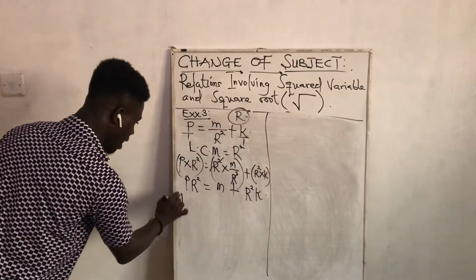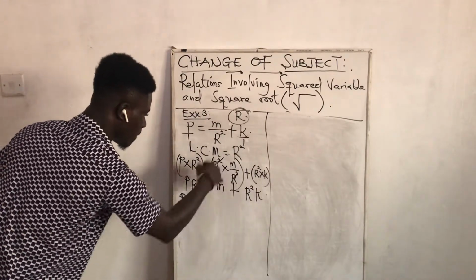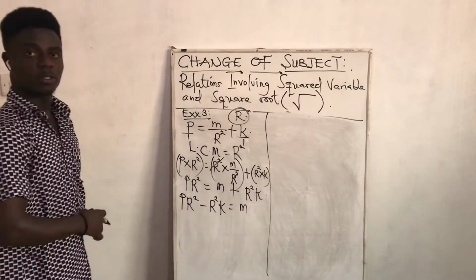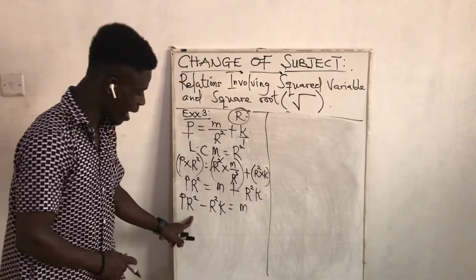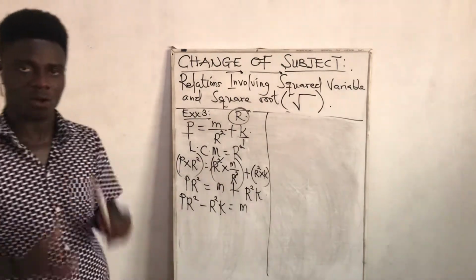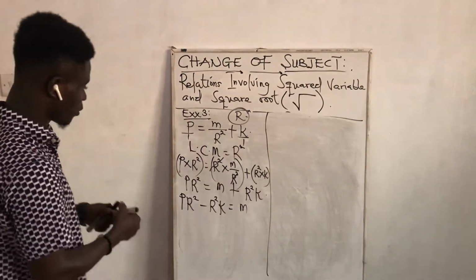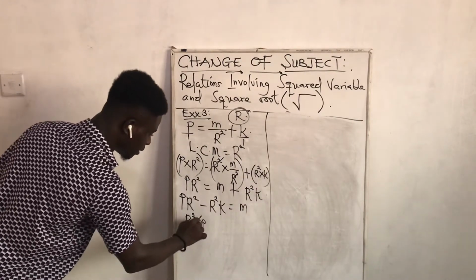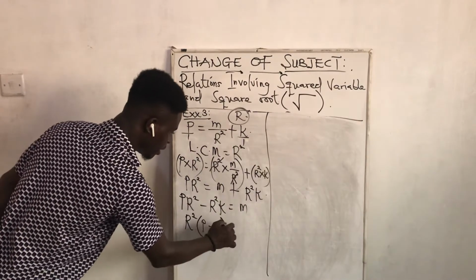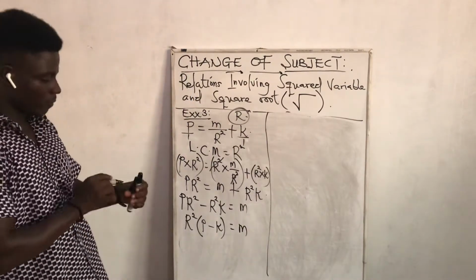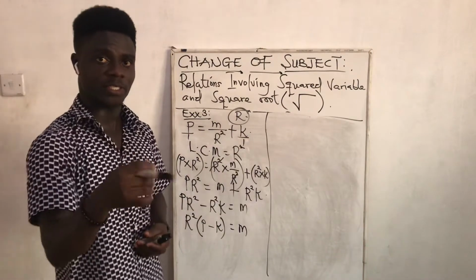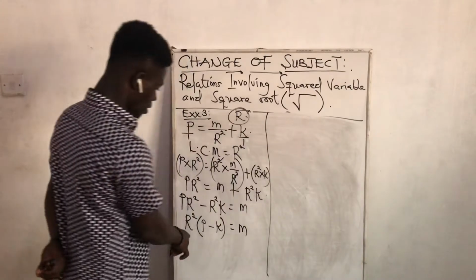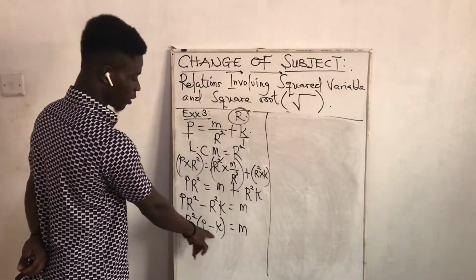Alright, so PR squared minus R squared K equals M. So what do we do here? We have to factorize R squared out. So R squared out, then I have P minus K equals M. Now I told you that factorization is the reverse of expansion. So R squared times P minus K, that's the expression, equals M.